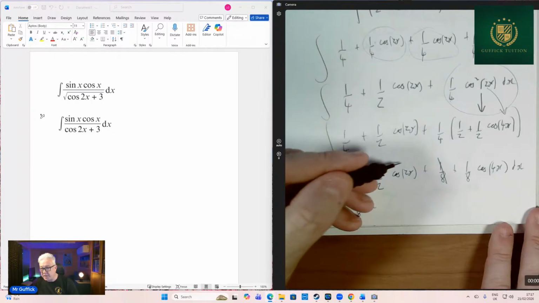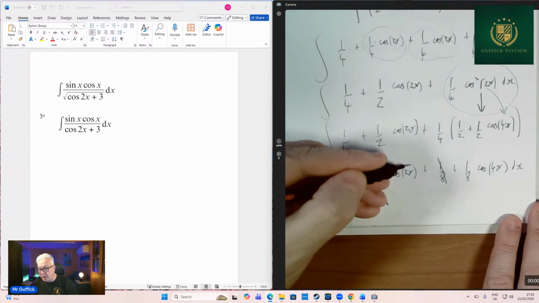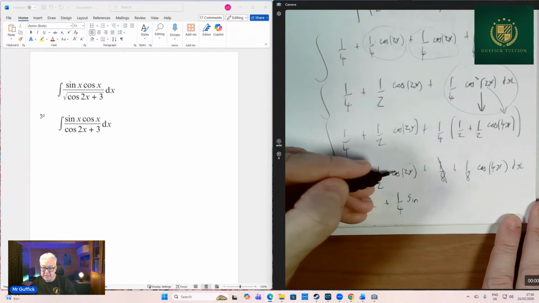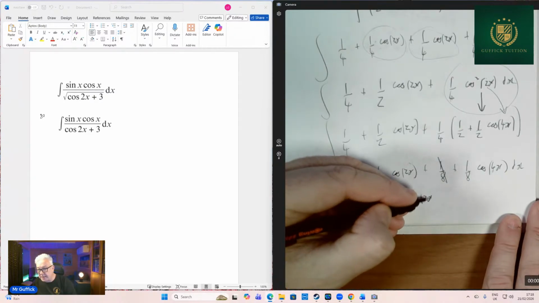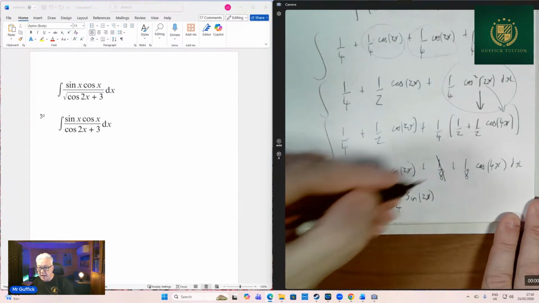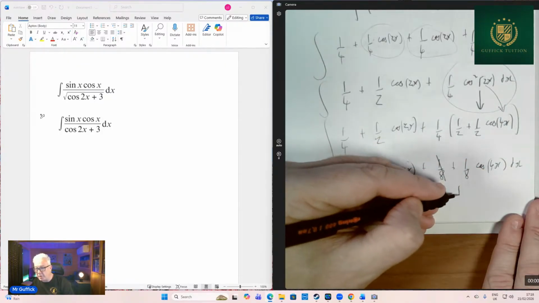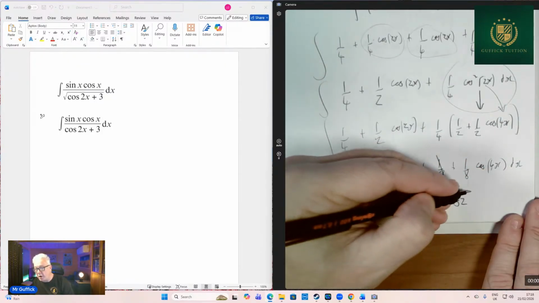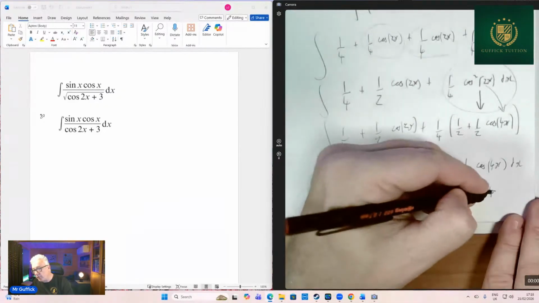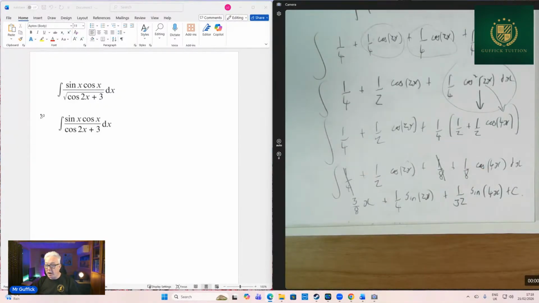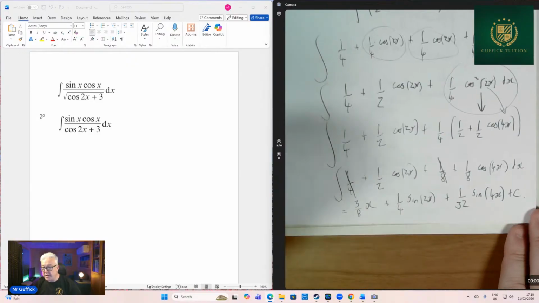This one, cos integrates to sine, and then we need to divide by the derivative of the inner function. So that's going to become sine of 2x and a quarter there. And then finally, cos integrates to sine, and we need to divide by 4. So that's going to go to 1 over 32 sine 4x add c. Okay, so that's our final answer, and that's how you would integrate it.